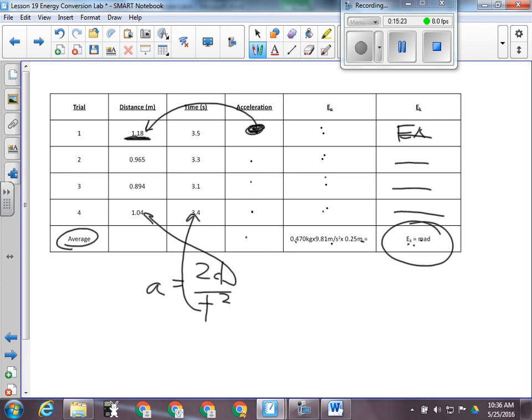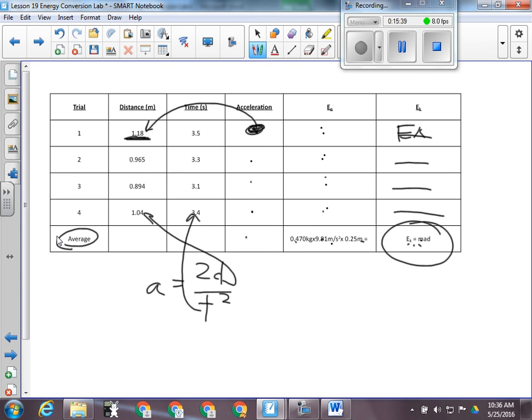So then we can compare this number, which we know is the same for every trial, with the average kinetic energy that we calculated for the entire lab. That'll tell us, those will be our comparison numbers. Everybody good with that?